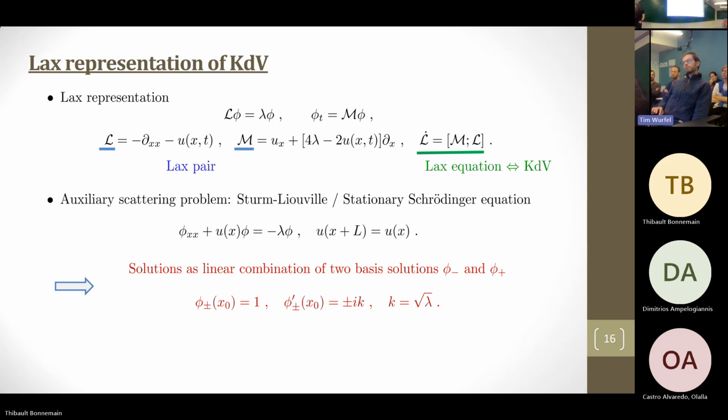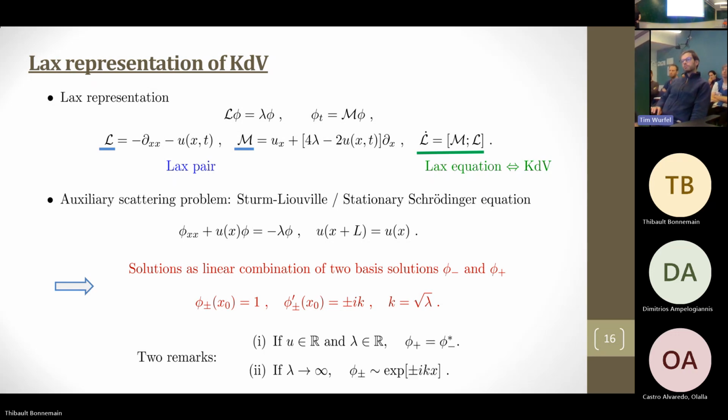Okay. So one more thing about these basis solutions. They are complex conjugates if the wave field and the spectral parameter are real, which will be the case here. And if you take, for example, lambda to infinity, or equivalently to zero, you will see that the two basis solutions are just two plane waves moving in opposite directions. Simple.